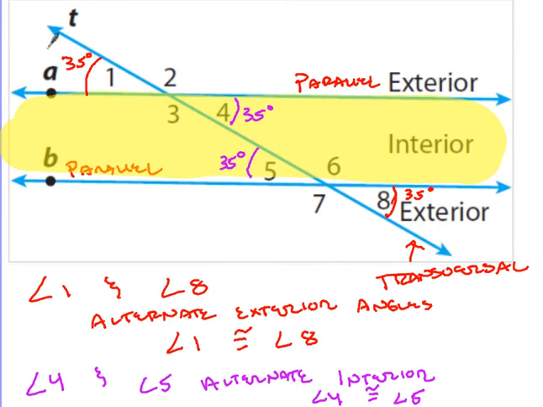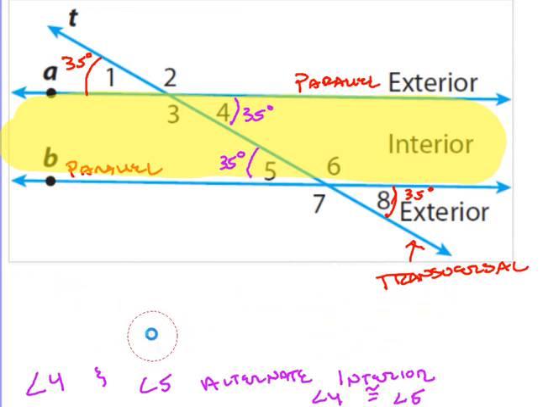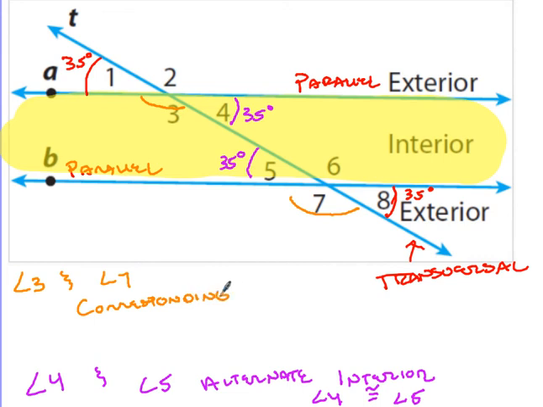Okay. Now, finally, I want to look at corresponding angles. I'm running out of space here, but that's okay. I'm going to erase this part because I know you guys have that down. Corresponding angles are when we have the angle on the same side of the parallel line and the same side of the transversal. So if I look at angle 3 and angle 7 right here, those ones are corresponding angles.